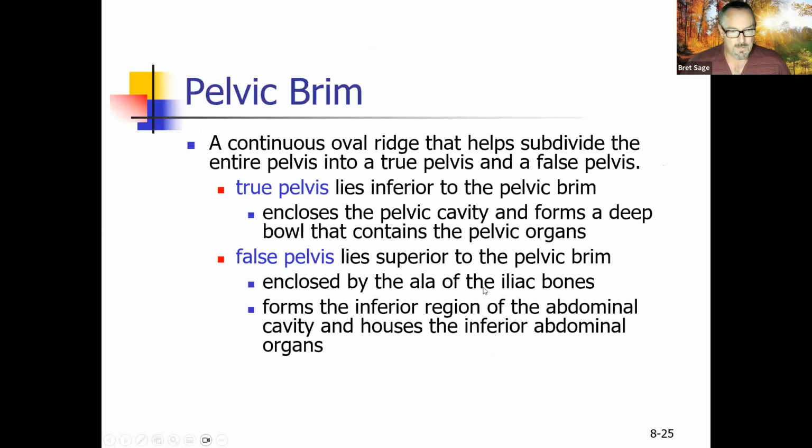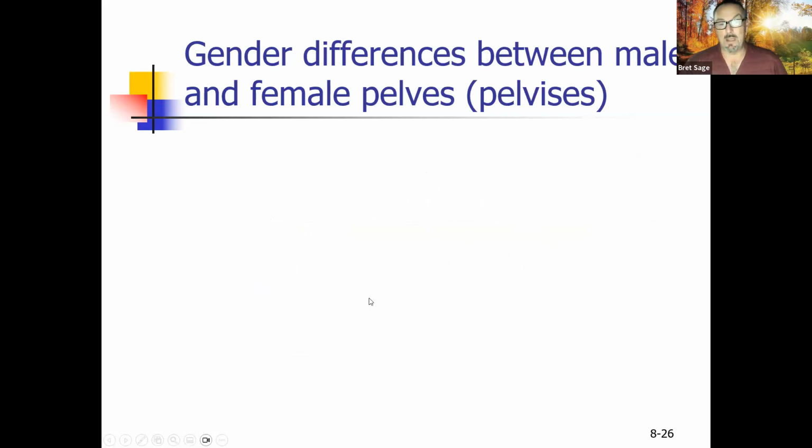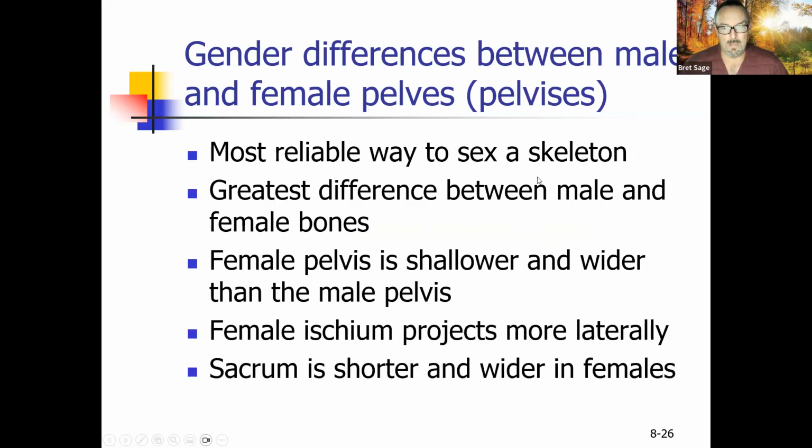The pelvic brim, I'm going to let you read these. Not much to say other than what it says. There's a difference between male and female pelvises. It's the most reliable way to sex a skeleton. That means to determine gender. The greatest difference between male and female bones. Now, you can't say men have bigger bones, stronger bones. None of that will make sense. Bigger jaws, maybe. The only way really to get it is the pelvis. It has to do with the fact that women give birth, the baby goes through that pelvic canal, and men don't. So these are the main differences in the 2 genders.